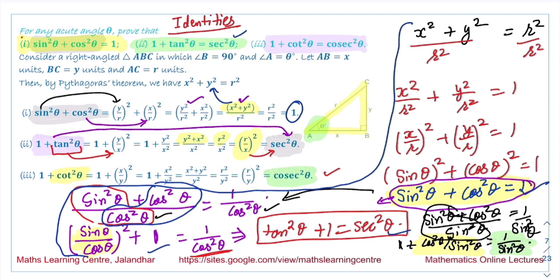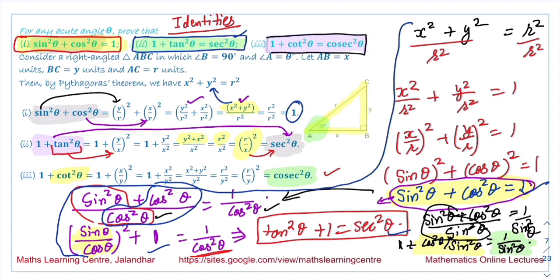So we have three identities. First is sin square theta plus cos square theta is equal to 1. Second is 1 plus tan square theta is equal to secant square theta. And the third identity is 1 plus cot square theta is equal to cosecant square theta. You must learn and remember these three identities. Now next are some questions based upon these identities.